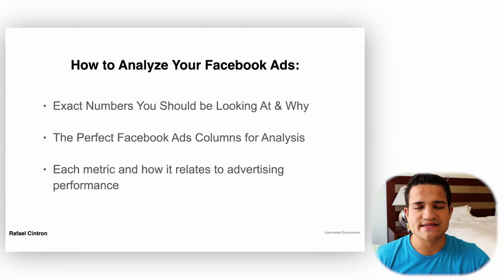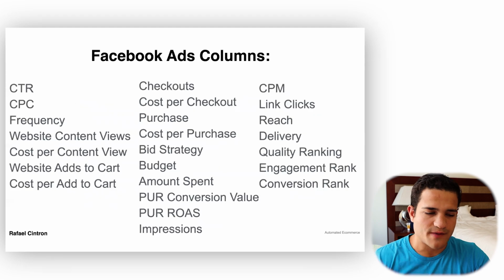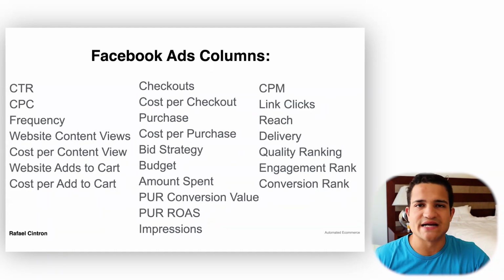The first thing, exact numbers you should be looking at and why you should be looking at those. The perfect Facebook ads columns for analysis. I know a lot of people are struggling with what column should I put on my Facebook ads? What column should I be looking at? We're covering that and each metric and how it relates to your ad performance. So essentially what everything means and all the acronyms and all of that. So first up, the Facebook ads columns that I like to look at.